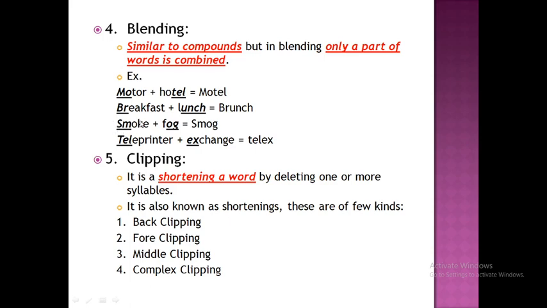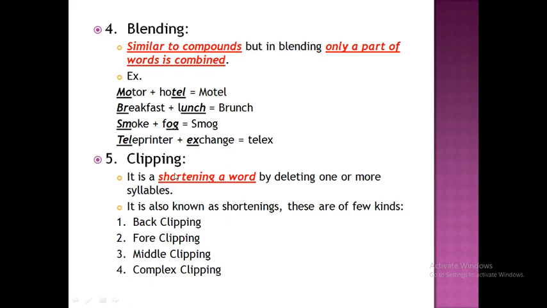With the help of smoke and fog, first two letters are taken from smoke, S and M, and last two letters from fog. A new word is formed as smog, a combination of fog and smoke. Teleprinter and exchange, we got a new word as telex. This is a blending word formation.